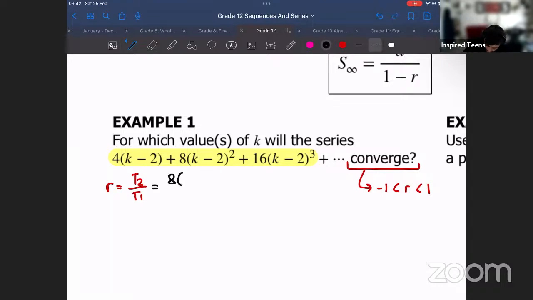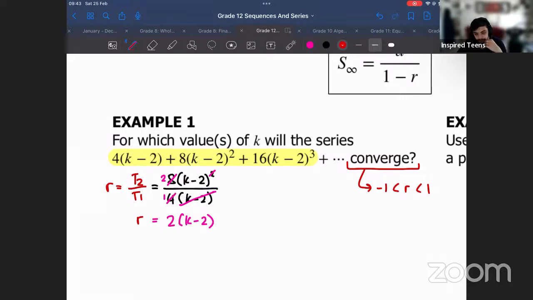T2 is 8 into (k minus 2) squared, divided by 4 over (k minus 2). Now I can simplify. One of the (k minus 2)'s on top cancels with the bottom (k minus 2). I simplify 8 and 4. At the bottom, I get 1. On top, I have 2. I am left with 2(k minus 2). So basically, I have r now in terms of k.